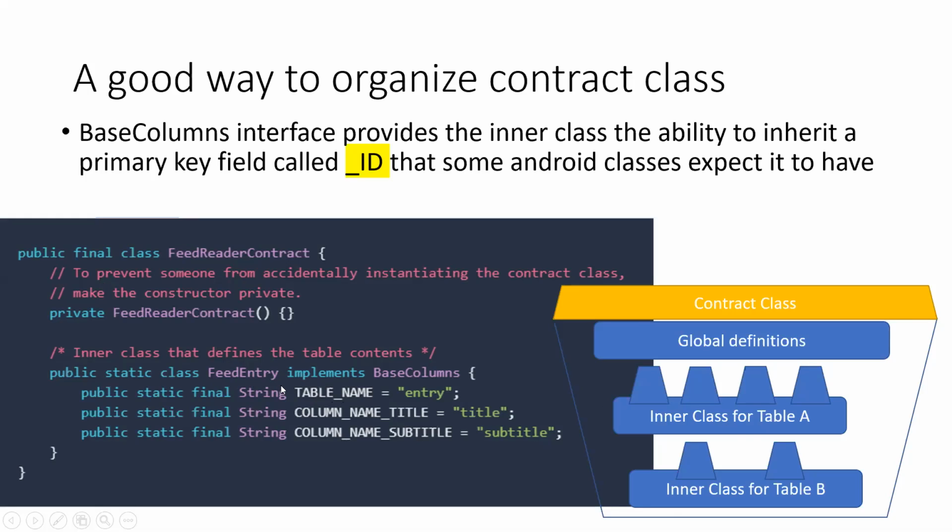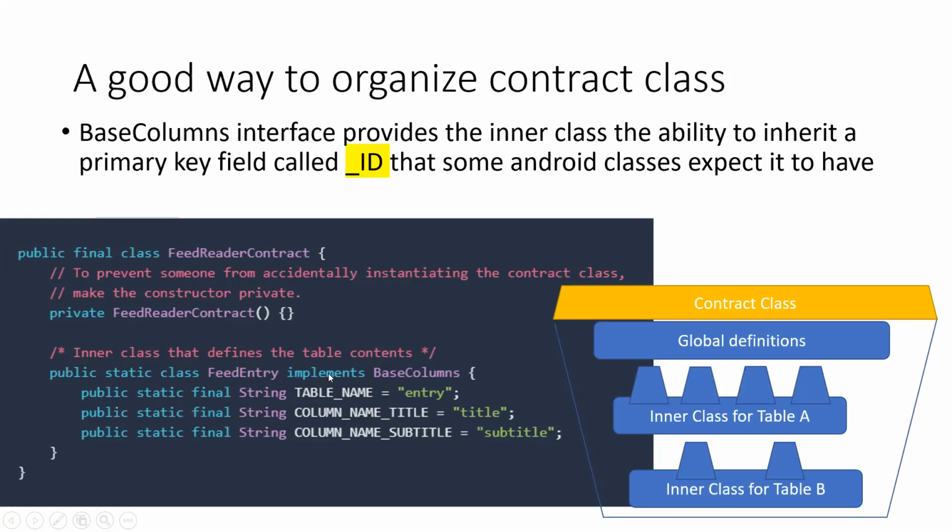Okay, feed entry table. Just because it is that particular class which we are doing, feed entry, we have to make it implement some interface that's called base columns interface. Due to the base columns interface, your table is going to have the default primary key, that is _id. The inner class for a table is implementing the base columns interface, so _id is defined there. That's why it's written as implements base columns.